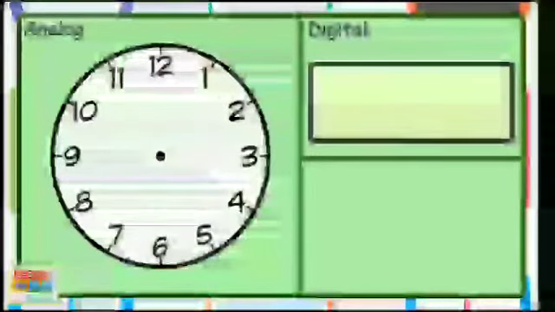Now that you have learned how to read half past times, let's practice reading the times on the clock coming up.